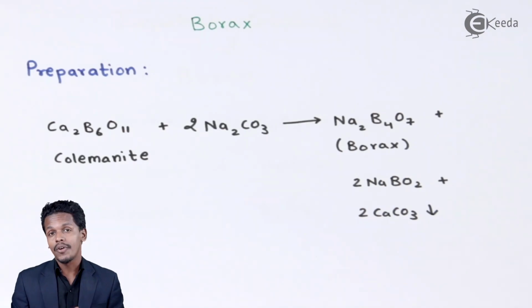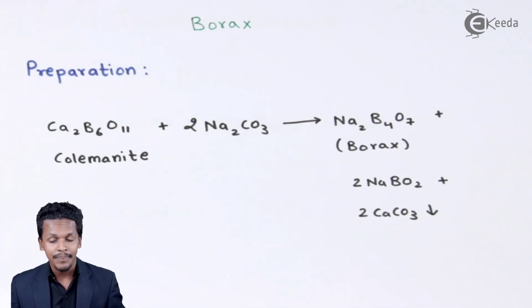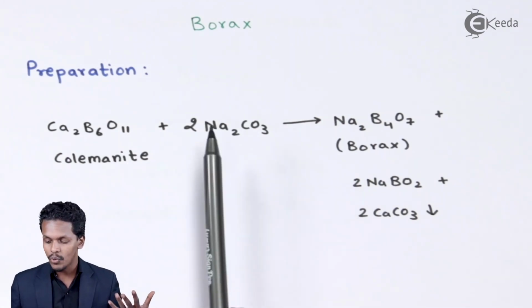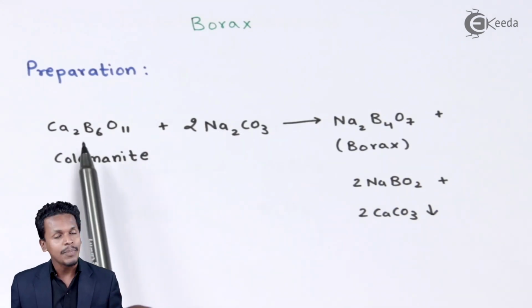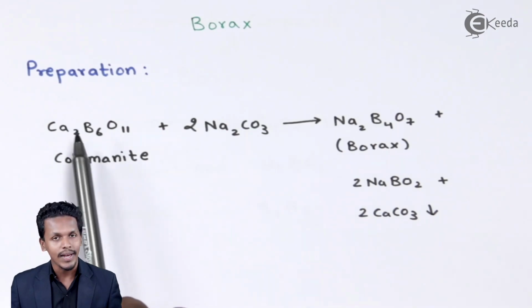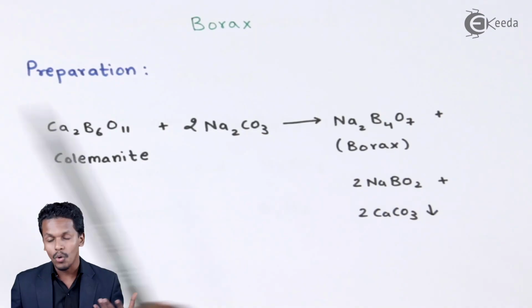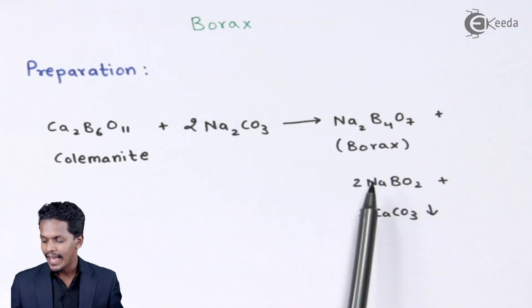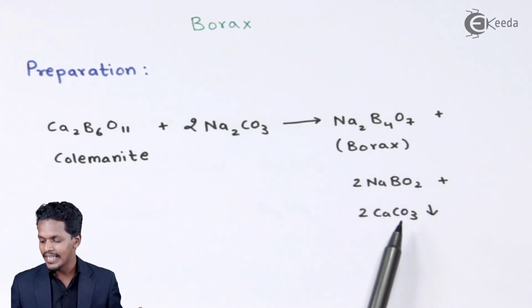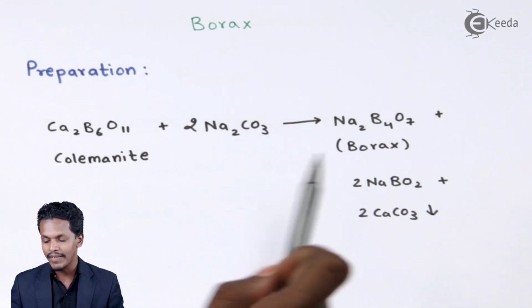Talking about the preparation of borax, borax can be obtained from the mineral known as colemanite, and what we have to do is treat it with Na2CO3, that is sodium carbonate. That mineral consists of calcium as well as boron as main components, and in that case the reaction will turn in such a way that we obtain Na2B4O7, that is nothing but borax, along with NaBO2, along with CaCO3 that will precipitate out. But the main component in this reaction is borax, and that is what we will obtain over here.